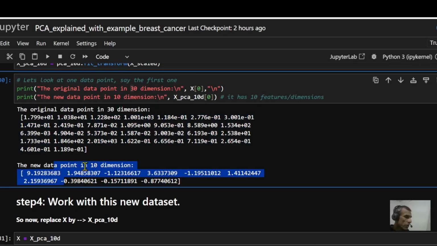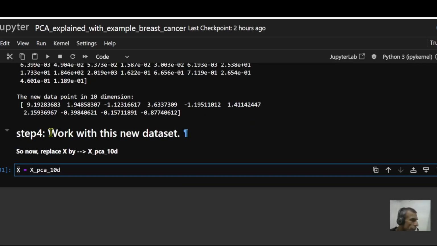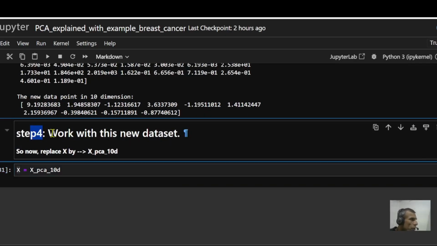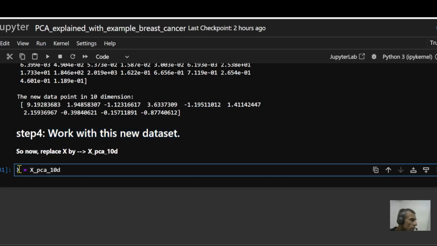Very good. And now the final step, step 4. I'm going to work with this new data set now. I'm not going to work with my original X. So my original X now, I'm replacing it with xpca underscore 10d. My original X contained 30 columns. Now this is going to contain only 10 columns.